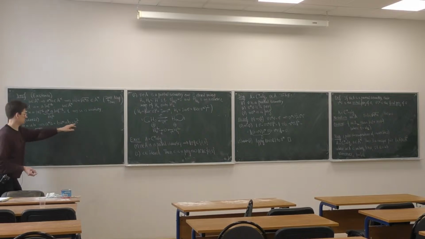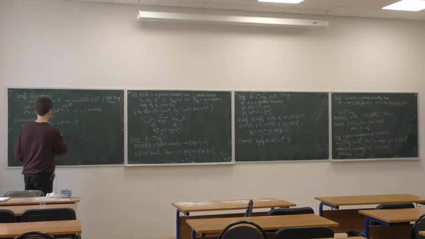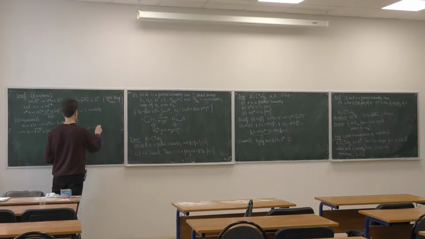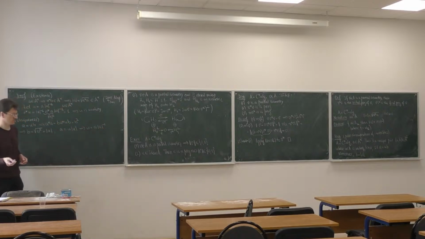But B squared is equal to this element, and so we get the square root of A star A, that is the modulus of A. So B is equal to the modulus of A. A is U times the modulus of A, and so this implies that U is necessarily given by this formula. And this proves the uniqueness of the polar decomposition.